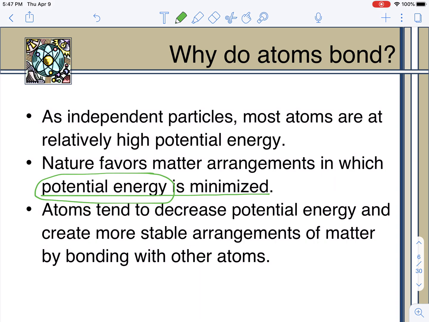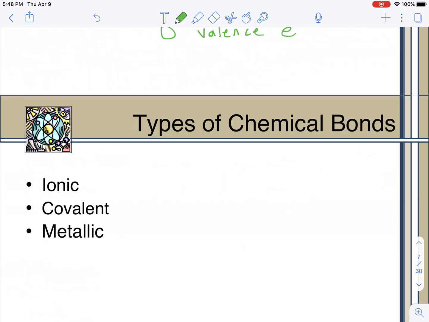So one way they can do that is to find themselves with a full octet. A full octet means they will have 8 of those valence electrons. And so forming bonds is one way for them to acquire 8 valence electrons.